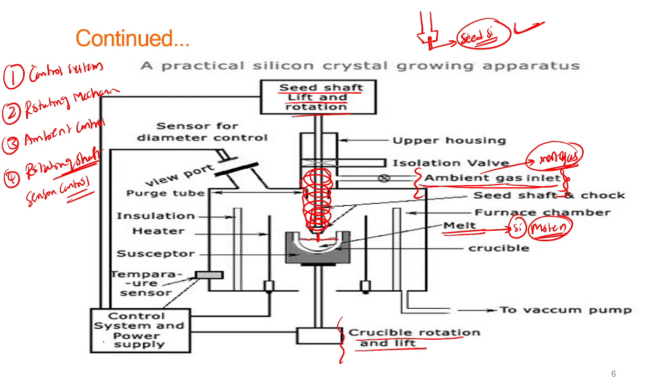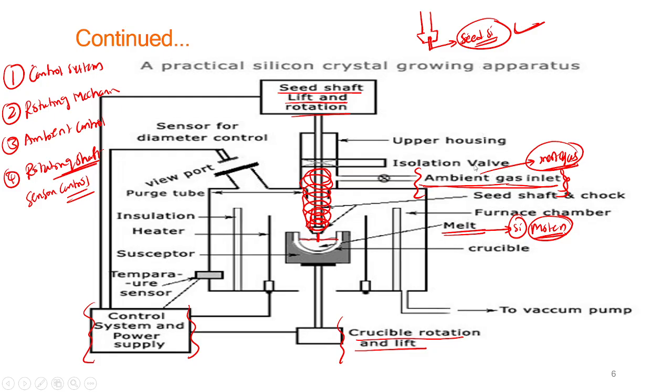So there is a control system, and a power supply is also there. Power supply is given to this crucible, and heaters are there. Heaters are used to heat this furnace. Okay, and some vacuum pump is also there. This is nothing but the CZ method.